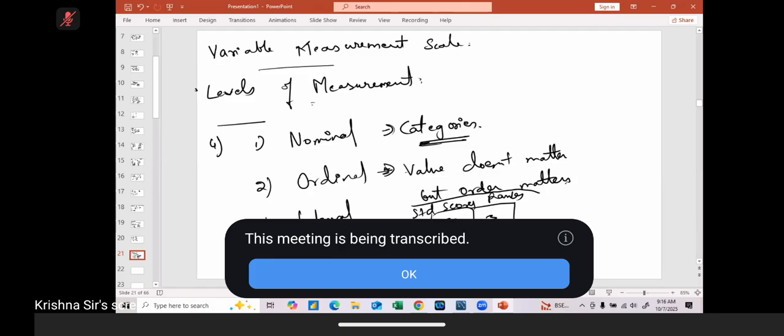Any time that we try to perform any operations on this kind of data, we will consider only rank, but not the actual value for that rank. Okay, order is considered, but the value is not considered. First, second, third, and fourth rank. Only ranks will be considered, but not the scores. Okay, next, interval.